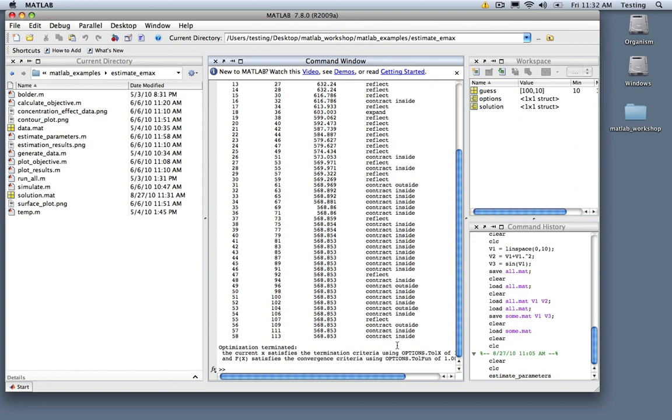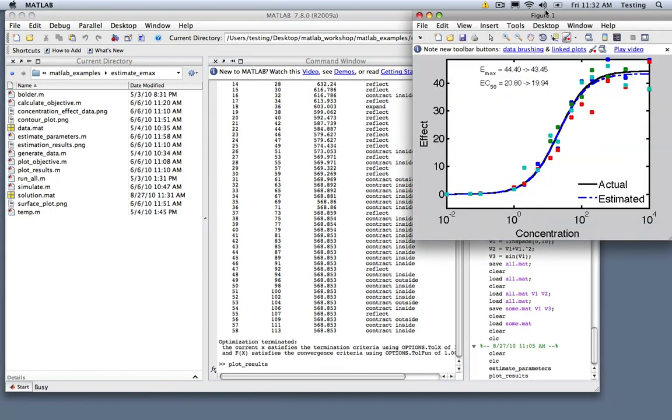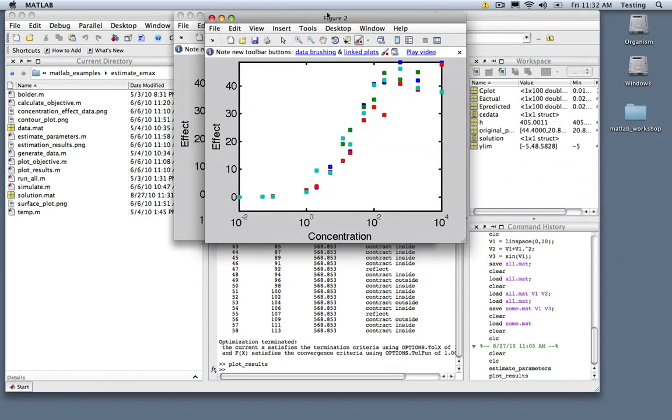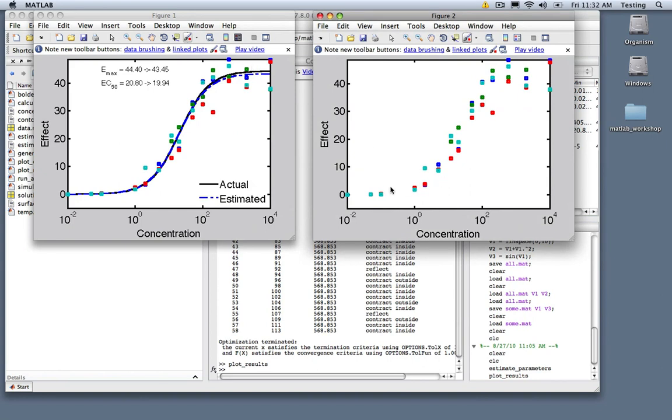Now we can plot the results. This plots both the results and the data by themselves as well. And these are the results that we saw in the presentation.